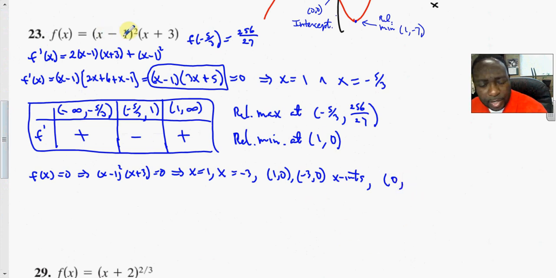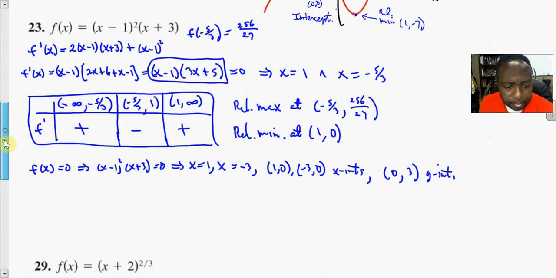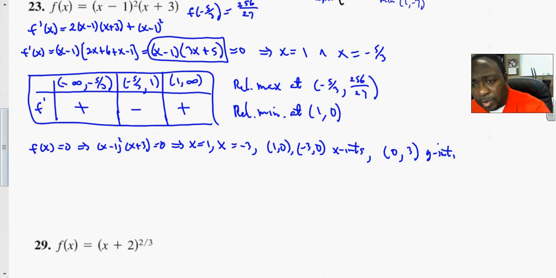Now when x is 0, then I get (negative 1) squared, which is 1, times 3 is 3. This becomes our y-intercept. So now we graph.